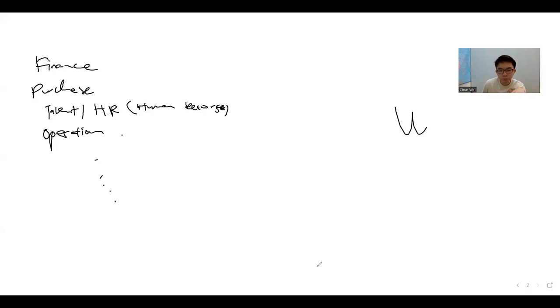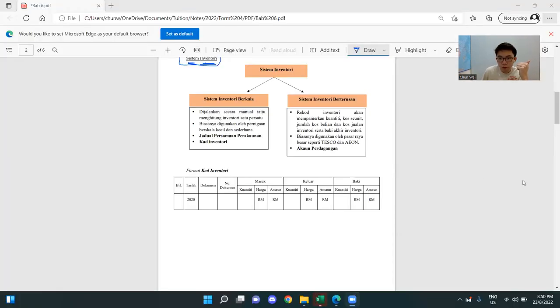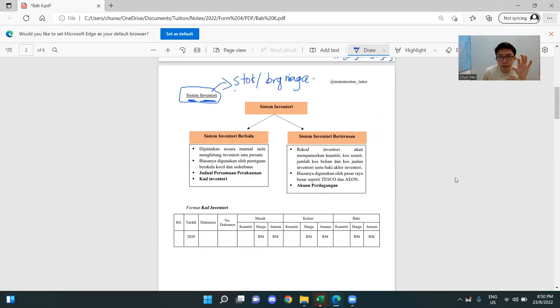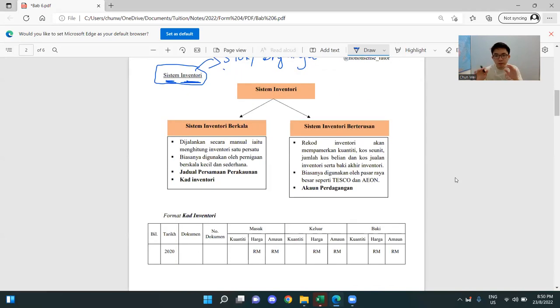Alright, so let's get back to the system inventory. Okay, so now we are in a small part, which is the system inventory. In this system inventory, we are not going very high level, it's just a low level for SPM students. All right, so here they break down to system inventory berkala and system inventory berterusan.